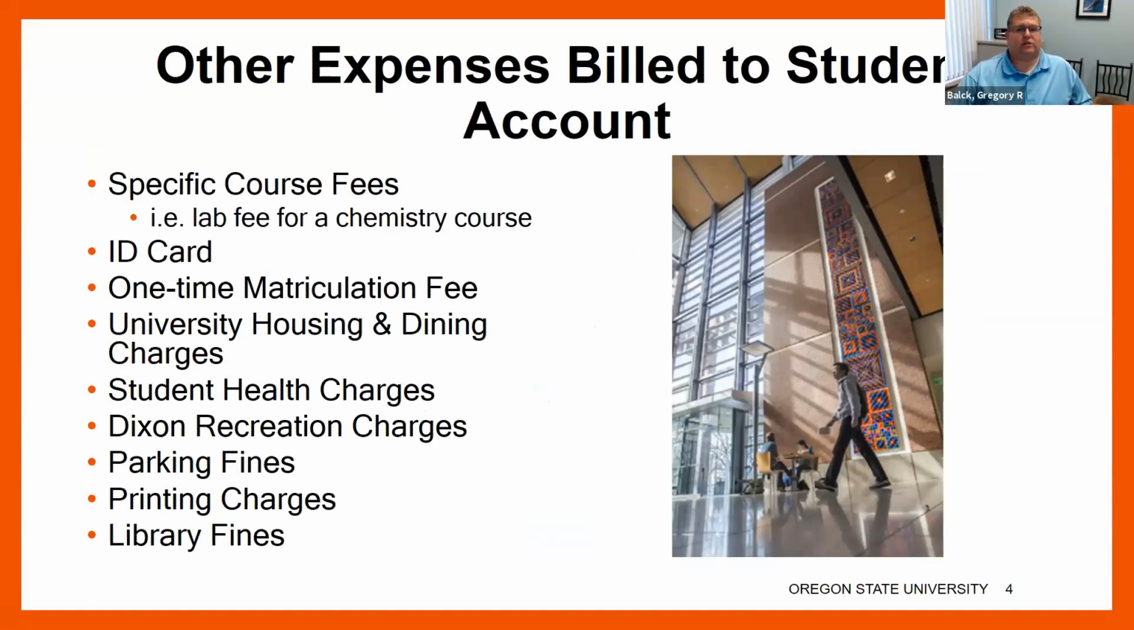There are other expenses that are billed to the student account, such as lab fees for a chemistry course, a math course fee, a PE activity fee, and your ID card fee. The first term that you're a registered student, you'll be charged a one-time matriculation fee of $350. University housing and dining charges will be on there. If you go to Student Health Services or the Dixon Rec Center, if you get a parking citation, we hope you don't, printing charges, and any library fines you may receive.